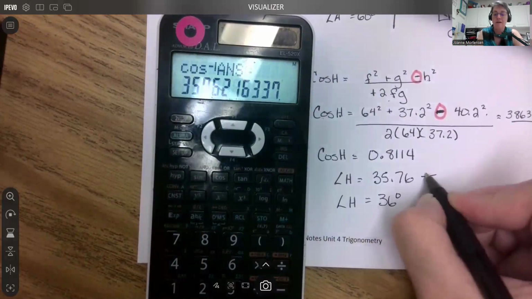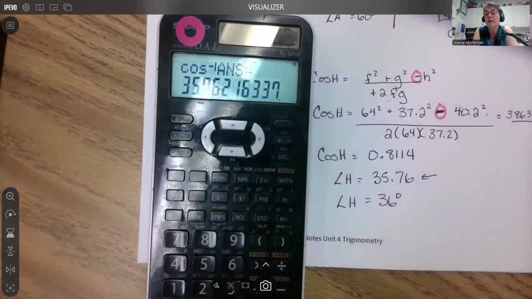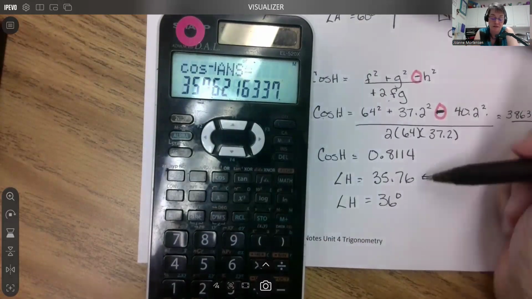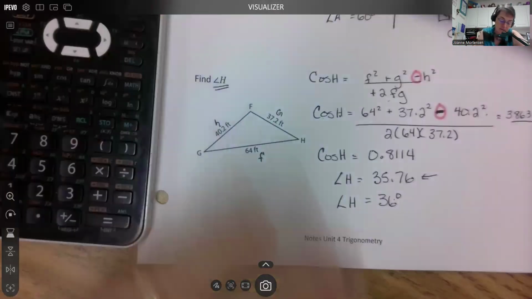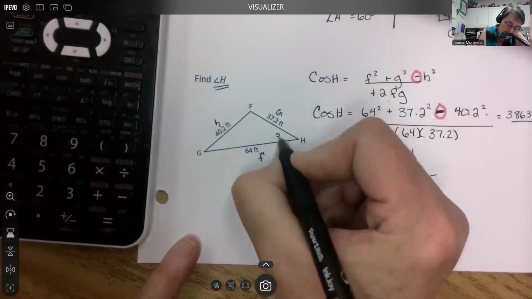Okay, like I always say, you guys don't need that line. I always put it in because when I go back and look at stuff, I need to make sure I round correctly. So it's just faster to have this and then round. So 36 degrees, h is 36 degrees.